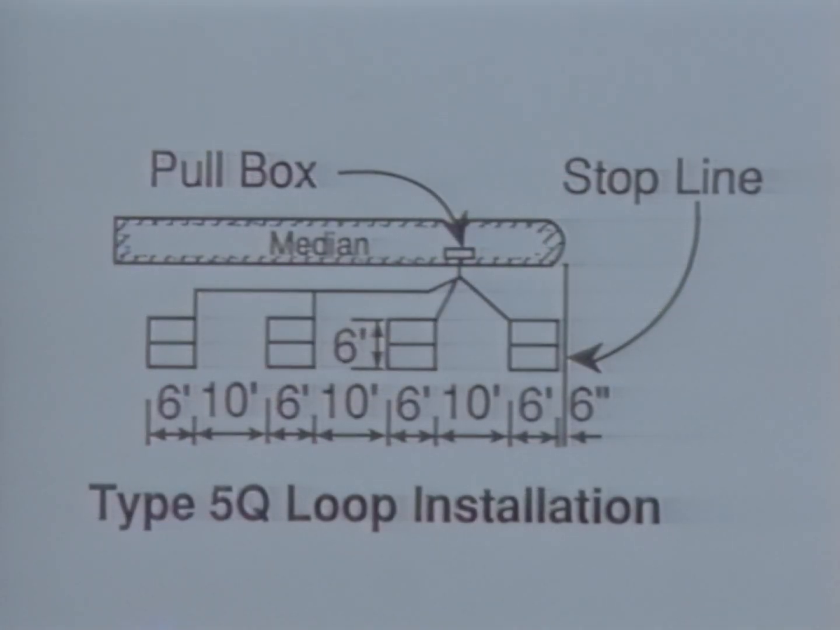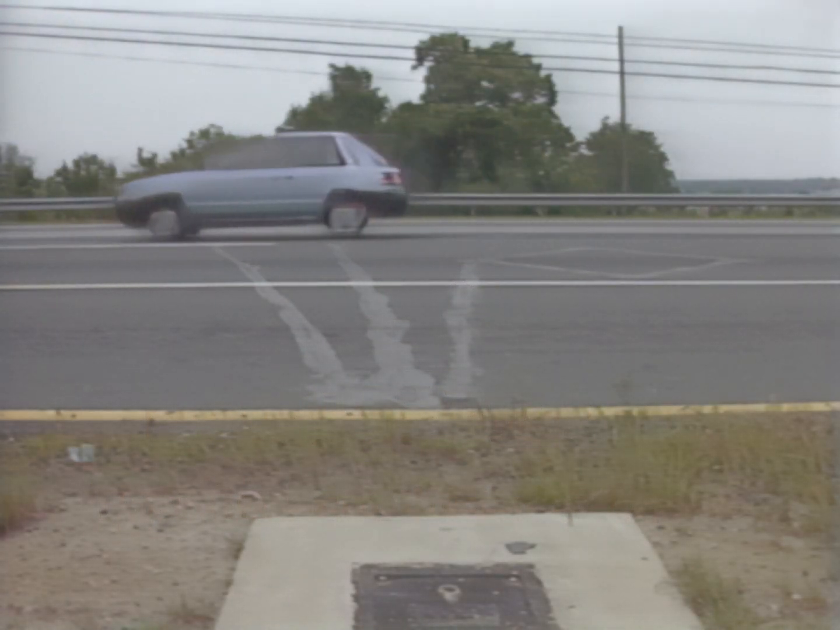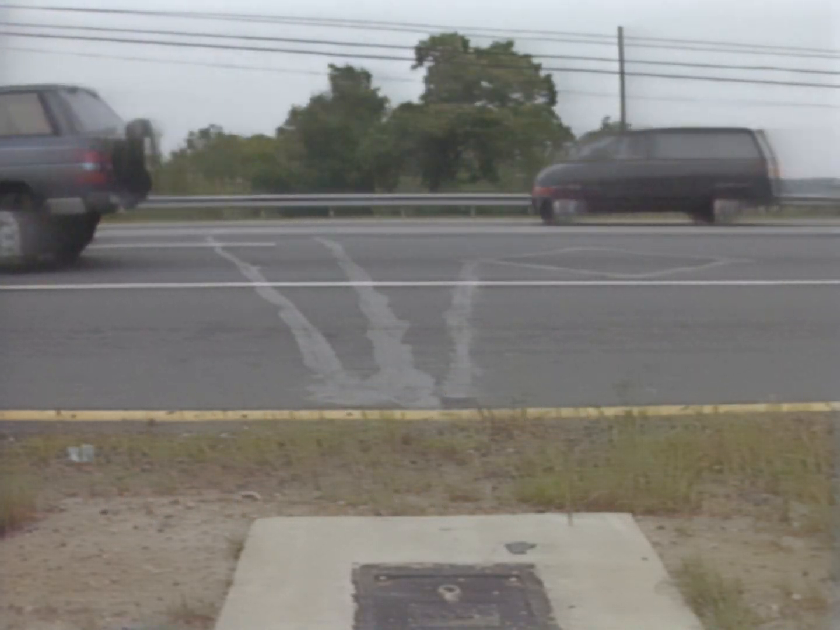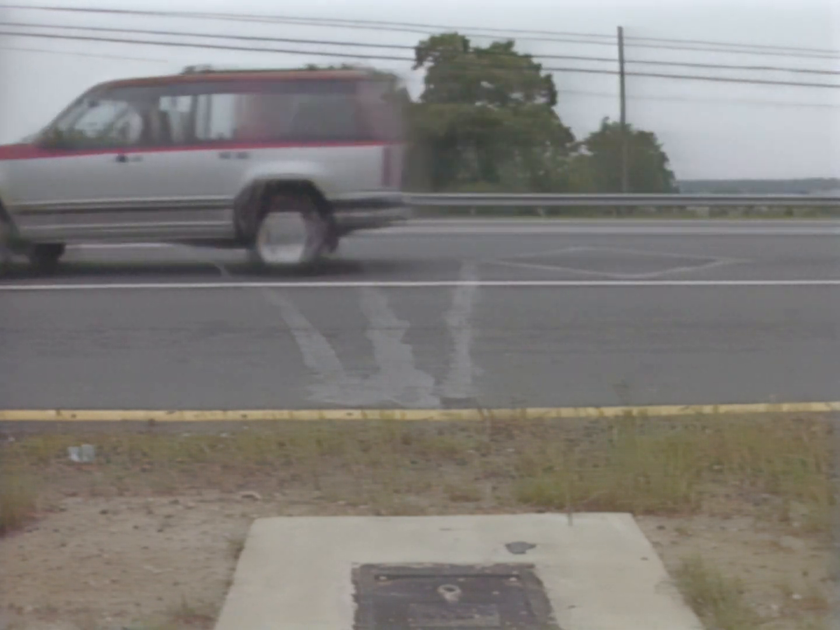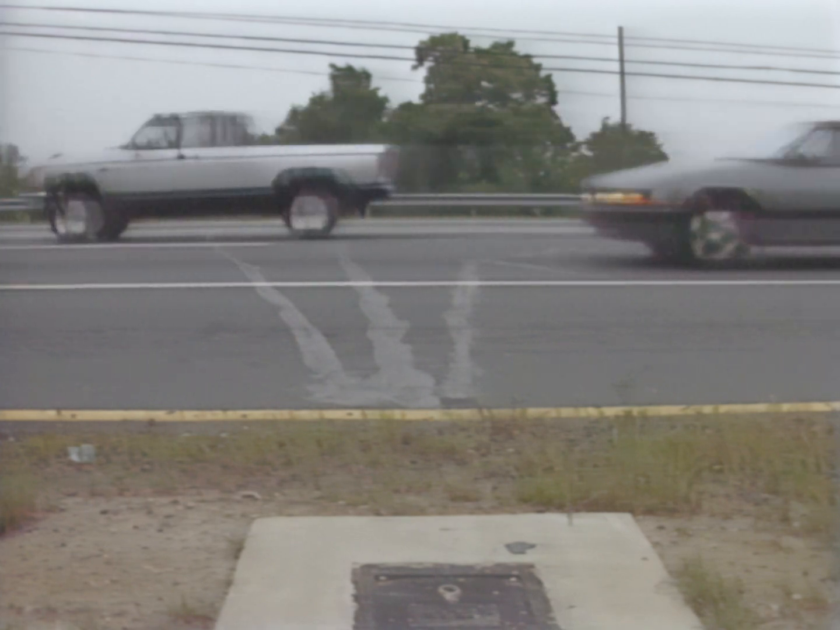A typical application might consist of one or more short loops near the stop line on the actuated approach of a low-speed intersection. Another application requires spacing a number of short loops well back from the stop line. These loops act as extension detectors for higher speed approaches.